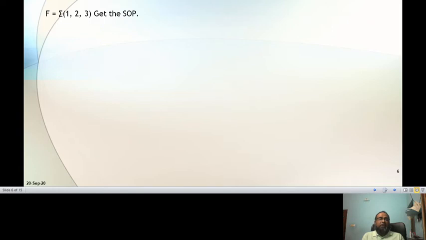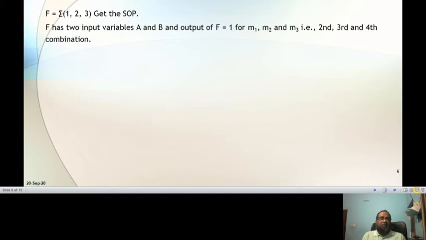So we are using the term sigma to indicate min terms. Suppose an equation is just specified by f is equal to sigma 1 2 3. How can we convert this into the SOP form or sum of product form? This is nothing but the min terms. So we have 3 min terms m1, m2 and m3. 1 corresponds to 0 1, 2 corresponds to 1 0 and 3 corresponds to 1 1. So this is 0 1 plus 1 0 plus 1 1, or I can write it as a bar b plus a b bar plus a b.